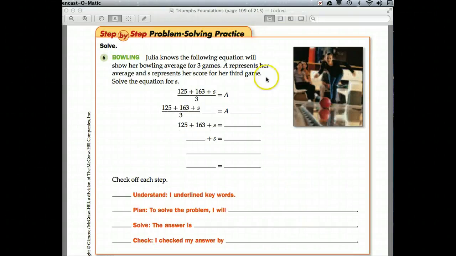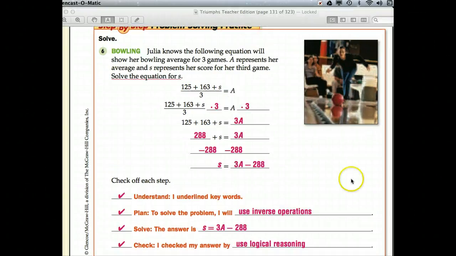Now we're going to do a little problem solving practice, and just as before, you need to identify what your key words are, and we're solving for S. So let's look at our little checklist. Well, it looks like we're adding and dividing, so that means we're going to multiply and subtract. Okay, so finish filling this out step by step, then come back and check your answers.